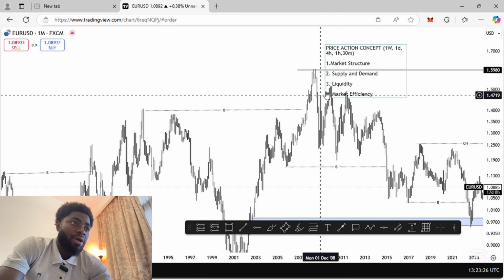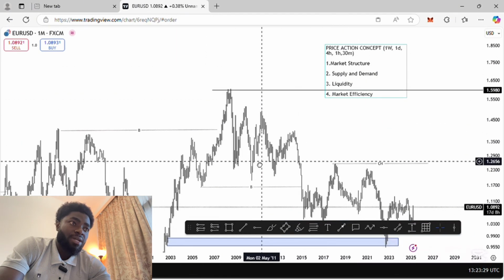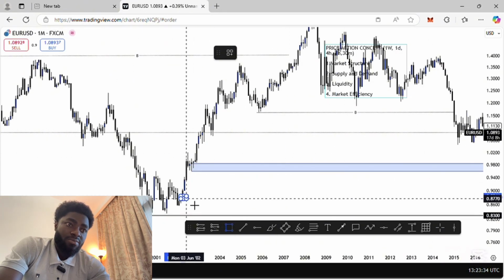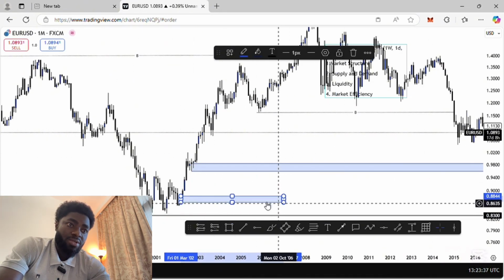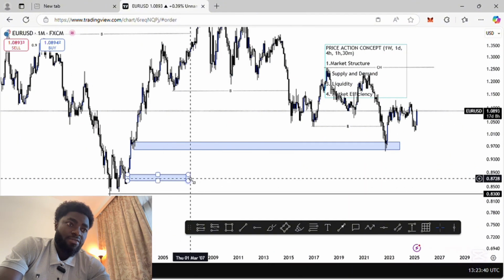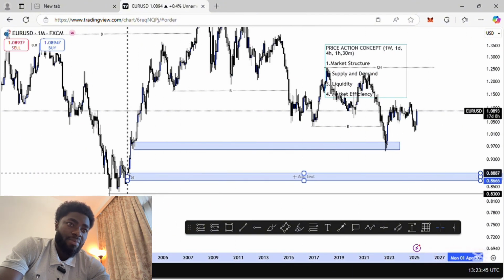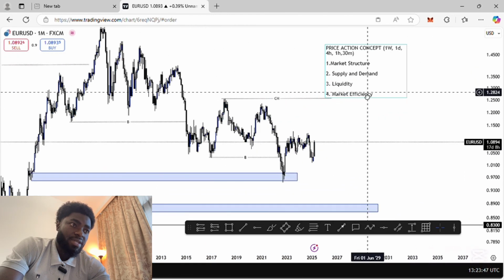So now I want to check supply and demand zones. So at the lower side here, this would be my last demand zone. That price, if price comes in here, I'll be expecting a massive buy.